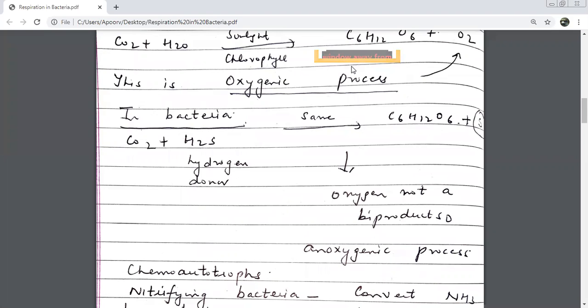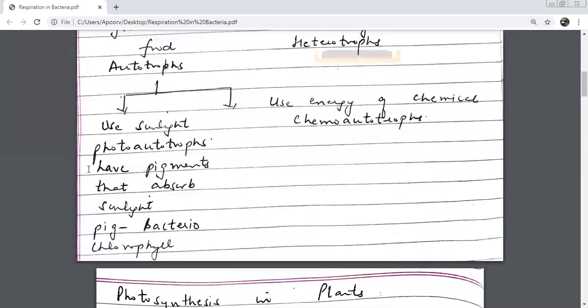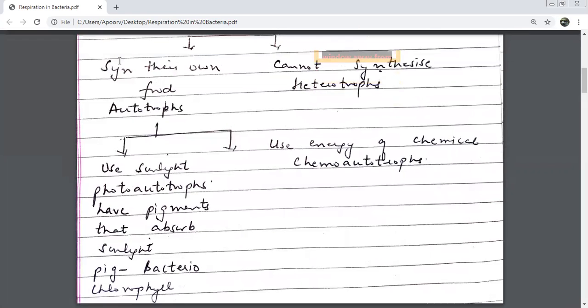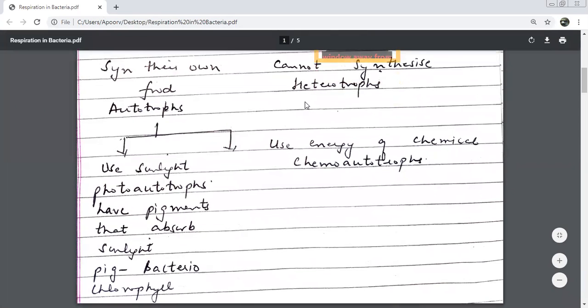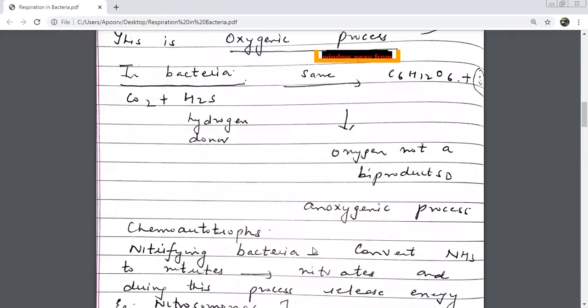We are studying nutrition in bacteria. When I started, I told you we have both kinds of bacteria. We'll have autotrophs, and we'll have heterotrophs. In autotrophs, again we have two kinds. We have already done the first one, photoautotrophs. We have studied how they make food. Now I'll explain the other kind of autotrophs in bacteria, which are chemoautotrophs.